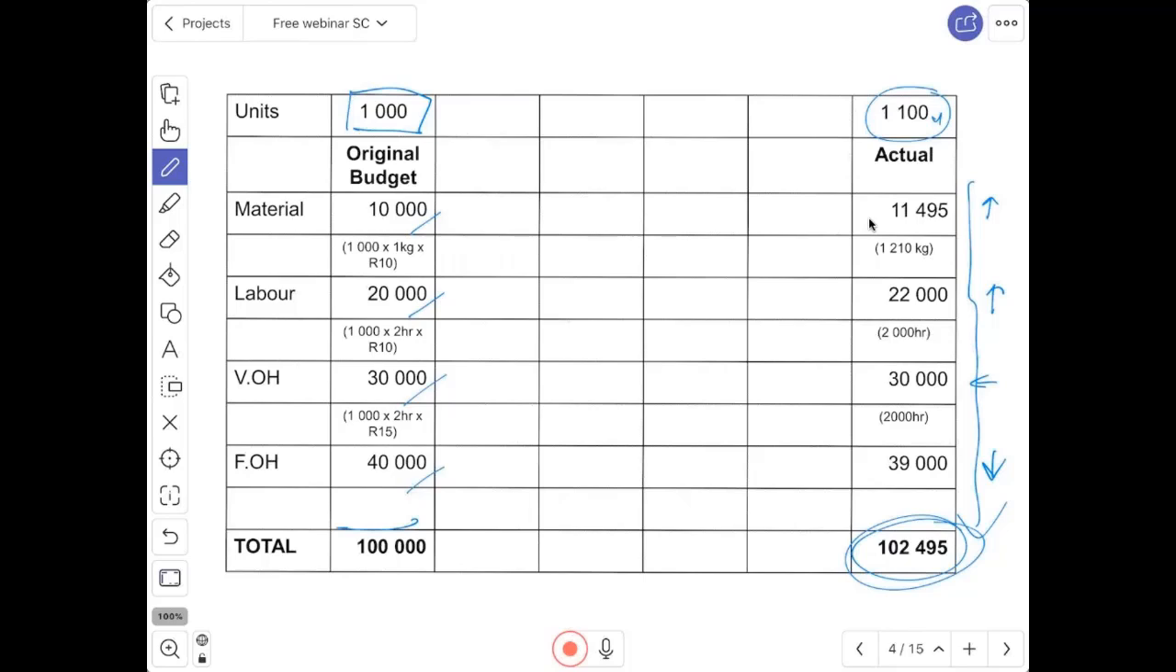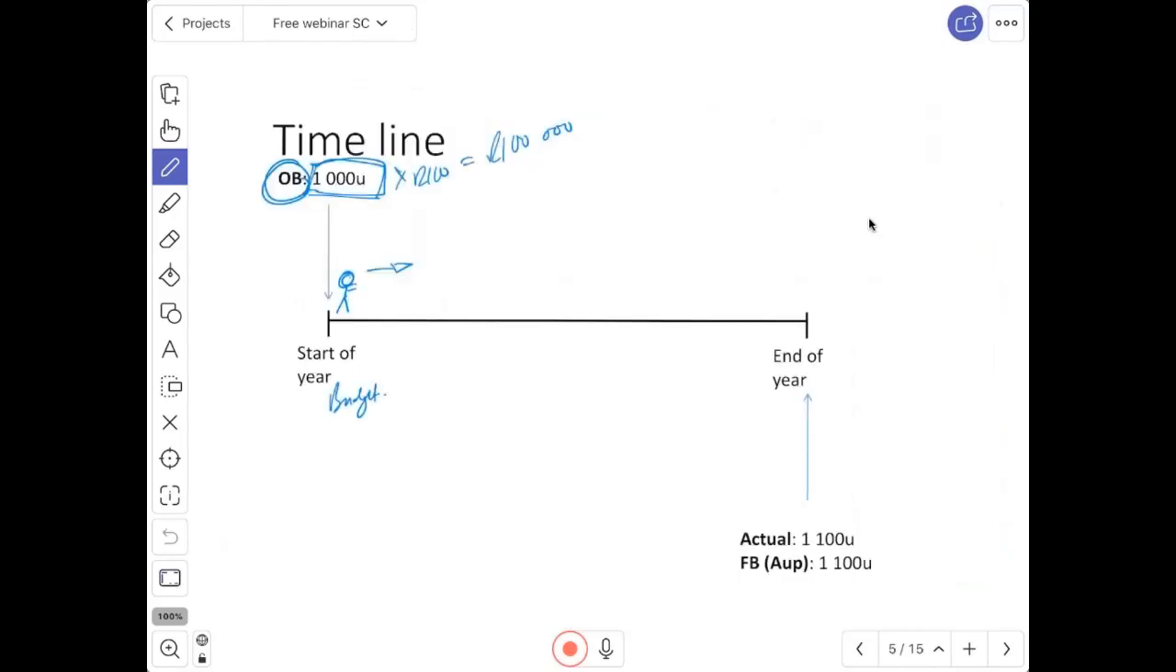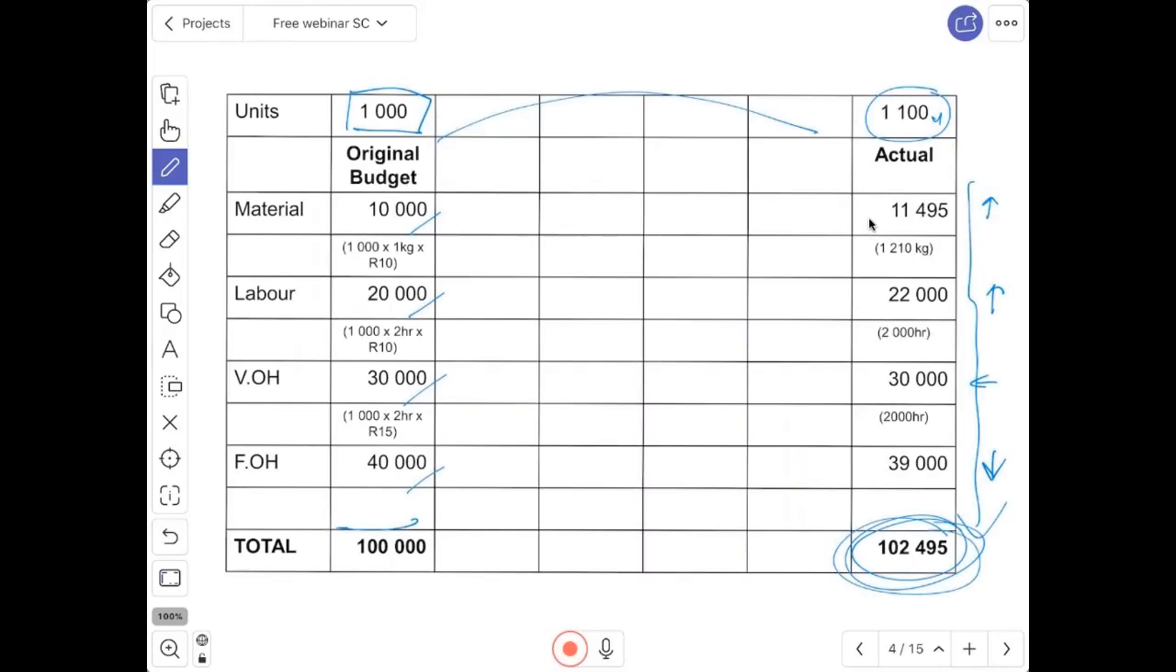So we need to compare the budget to the actual. That makes sense. From normal budgeting principles, it makes sense. We need to compare the actual to the budget. Okay, so now remember, when do we get the actual figures? That's at the end of the year. That's when we know. So at the end of the year, we know we produced 1,100 units. We know we spent 102,495.